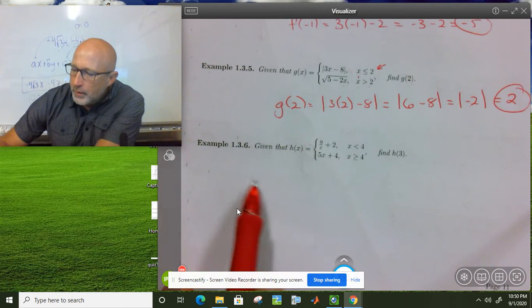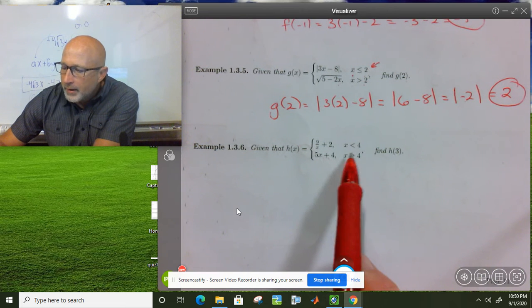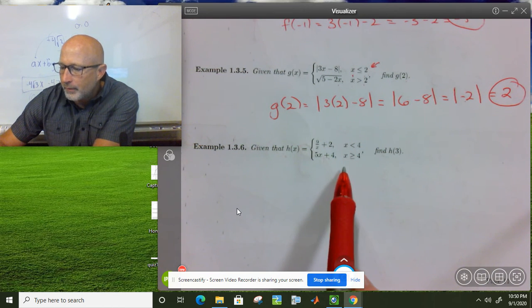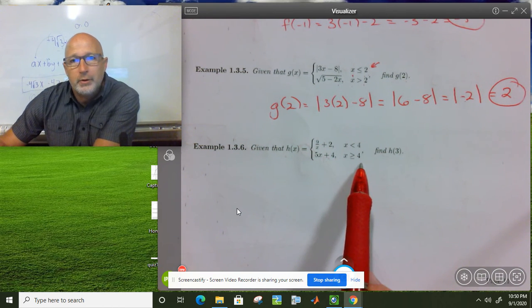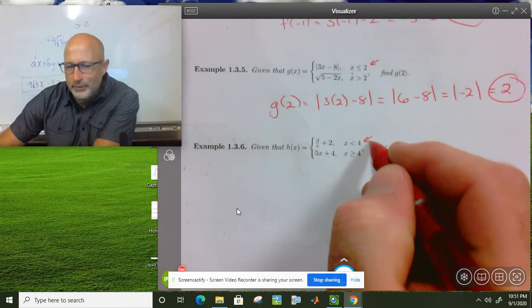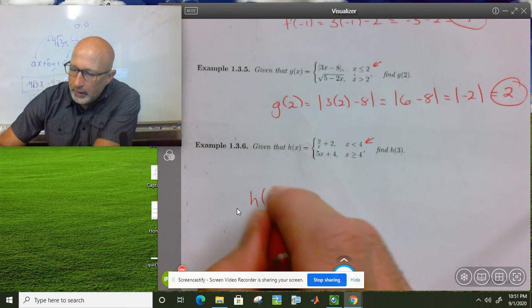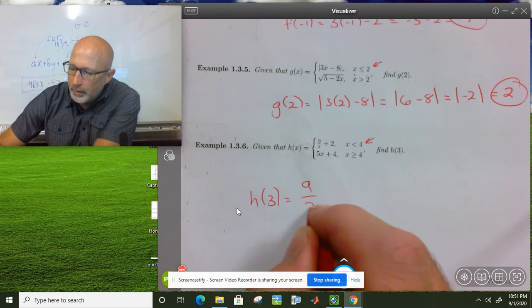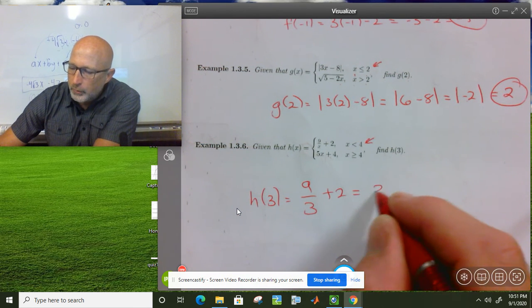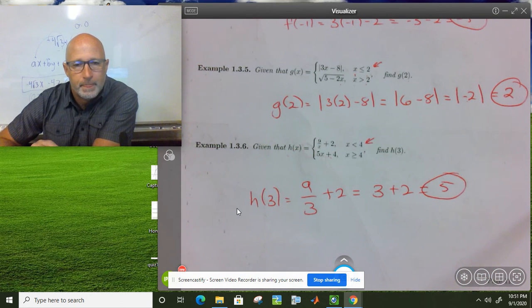And then the last question right here. Given you have this function h of x, you have these two different functions I could use. If x is less than 4, I'm using the top. If x is greater than or equal to 4, I'm using the bottom. I'm finding h of 3, so therefore, once again, I'm using the top equation. So h of 3 is equal to 9 over 3 plus 2, which gives you 3 plus 2, which gives you 5, and 5 is the answer.